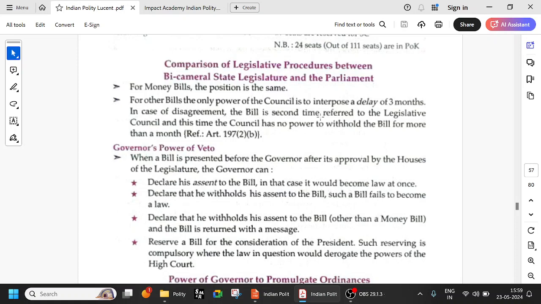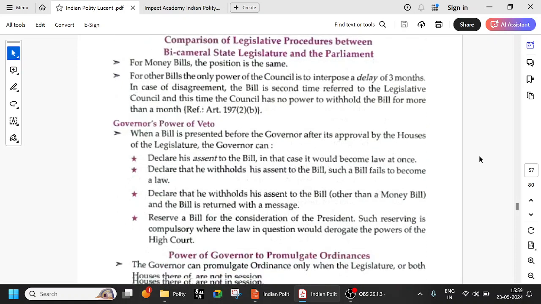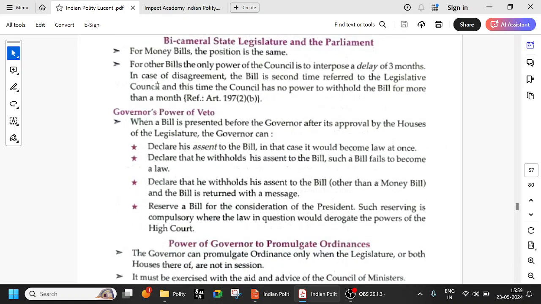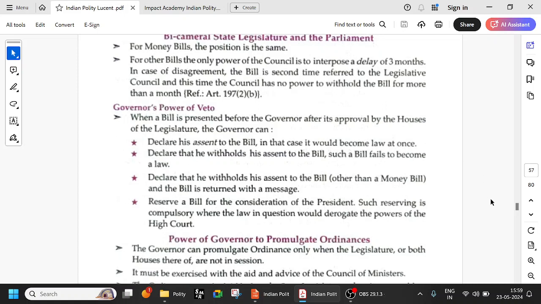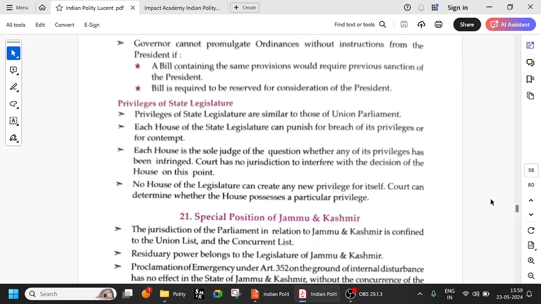The bill is referred a second time to the legislative council. First they can send it back to the assembly, and the assembly can send it back to the council, and this time the council has no power to withhold the bill for more than a month. So the first time you can delay for 3 months, then for 1 month, but after that you will have to pass it. Next, the governor's power of veto. The governor we will look at separately in a separate session. So this is all about the governor.